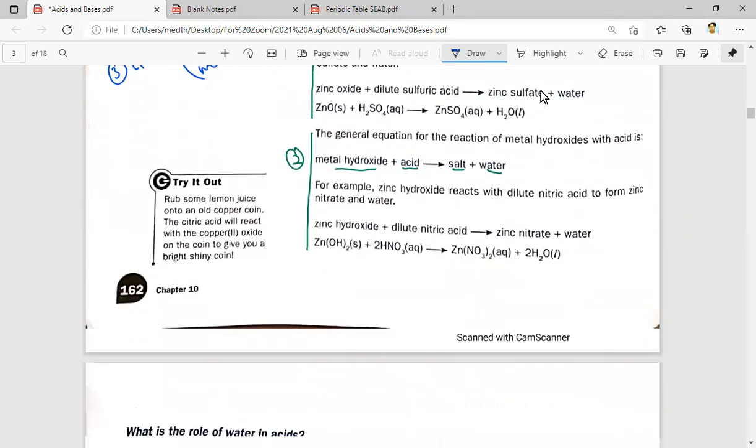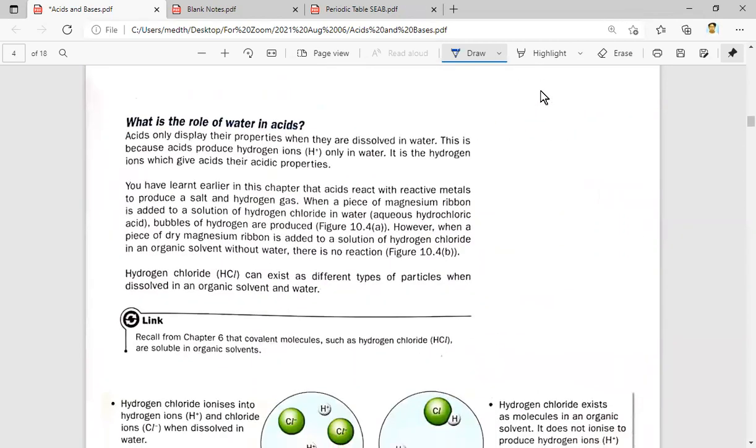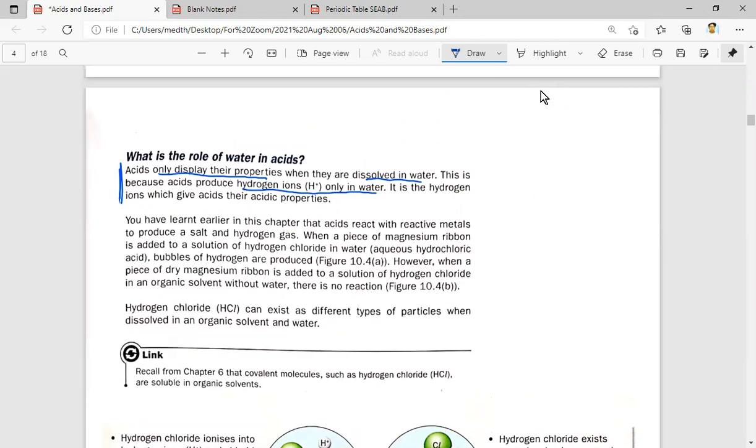Now, next one. What is the role of water in acids? I just need you to take note that acids only display their properties when they are dissolved in water. If there's no solution, there's no water, so there will be no H plus ions, and the acid cannot behave like an acid.